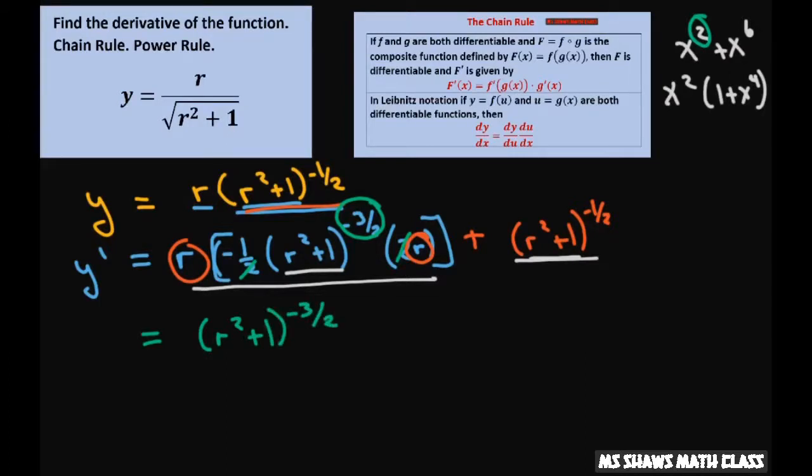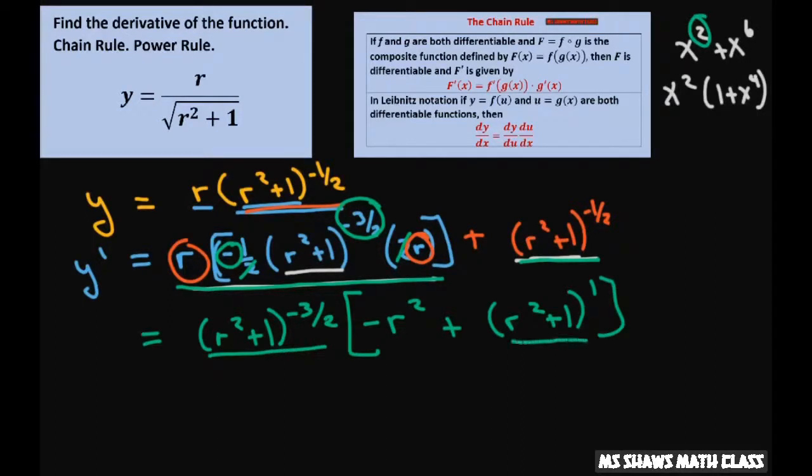All right, so we factor that out. Then what we're left with in this first part is just r squared, negative r squared, because we have this negative. So negative r squared. And then we have plus. Now for this one, when you multiply, you're just going to get r squared plus 1 to the first power. When you multiply these two, that's going to give you this part.